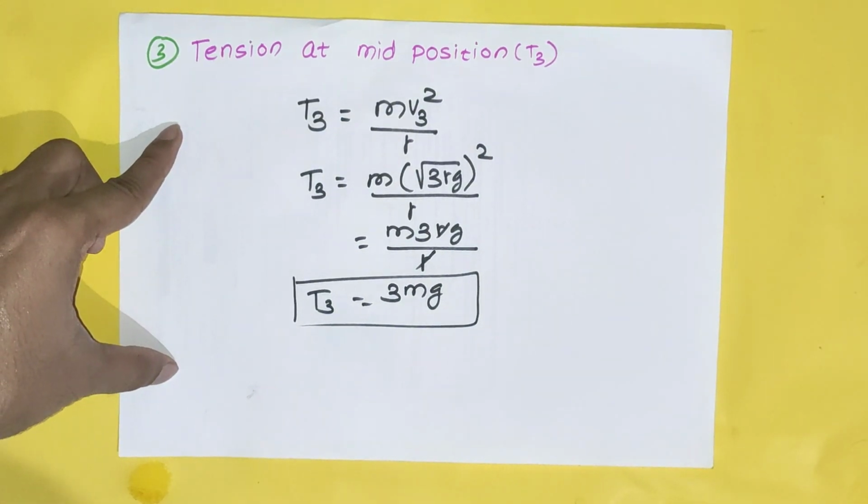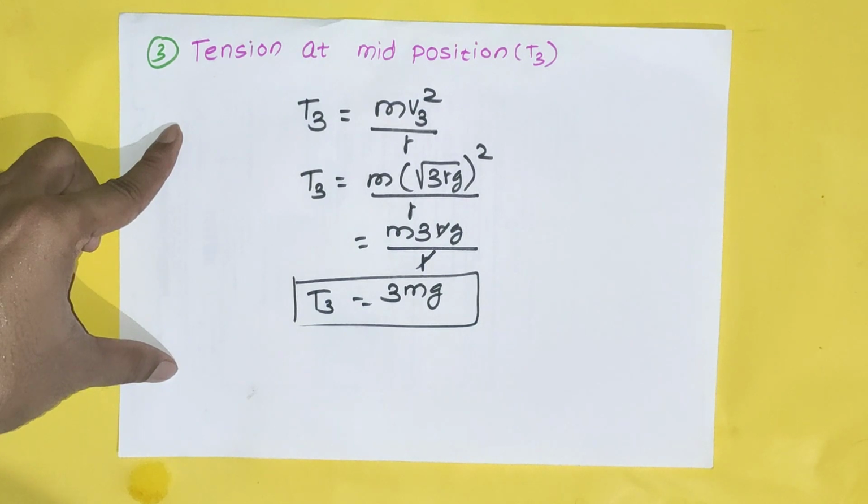So tension at top position is 0, tension at bottom position is 6 mg, and tension at mid position is 3 mg.